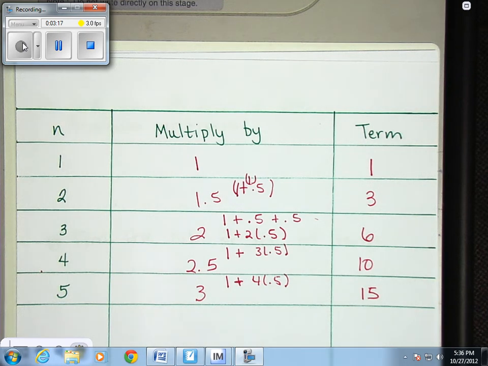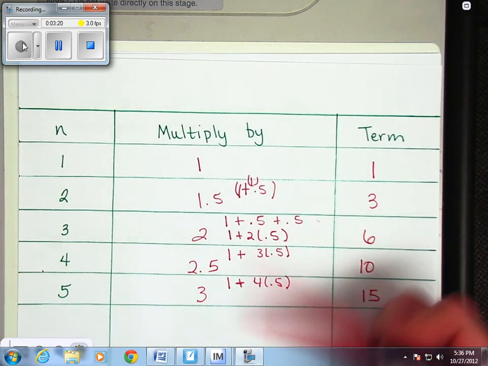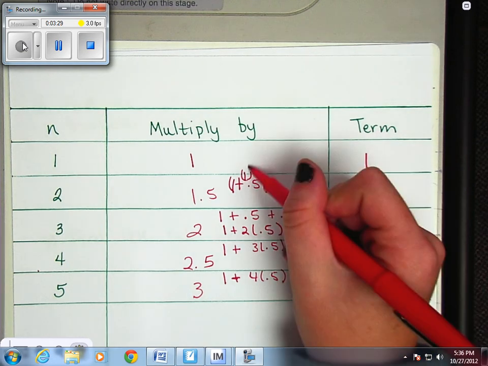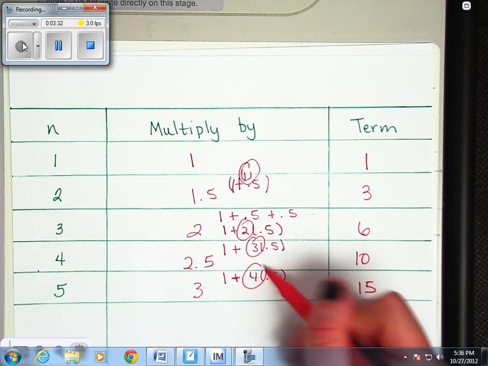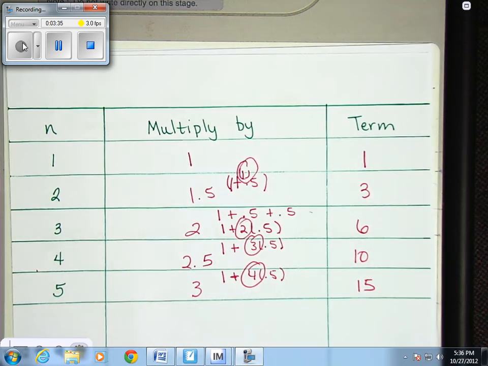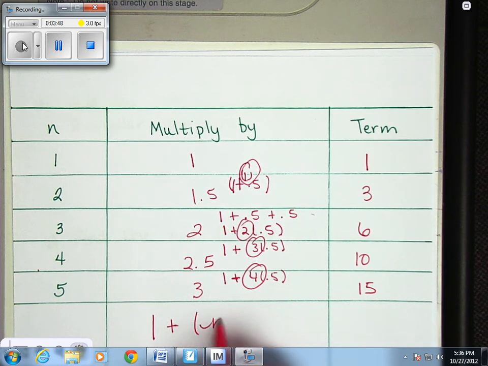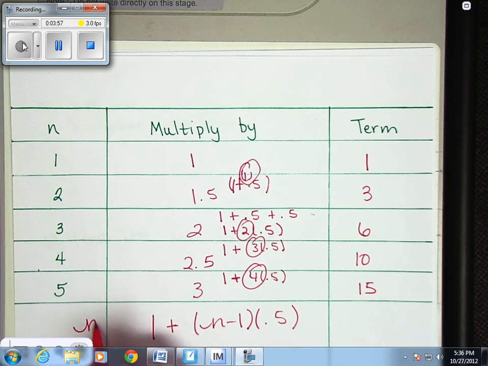We know that the 1 plus something is staying the same the whole time, and the 0.5 is staying the same. But what numbers are changing? The thing 0.5 is multiplied by. Is there anything specific you're noticing about these numbers based on n? They are 1 less than n. So how can we rewrite that? n minus 1. So we would be saying 1 plus n minus 1 times 0.5, right? Yes. And we're still multiplying this number by n, and that's going to equal whatever term you're on.